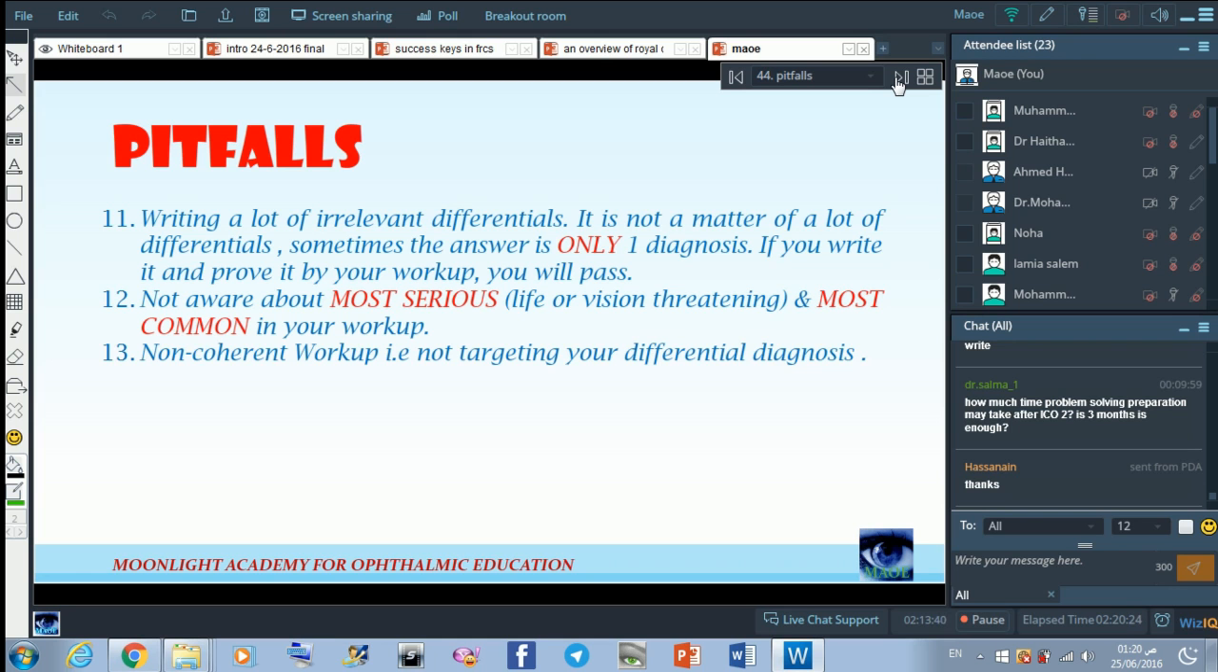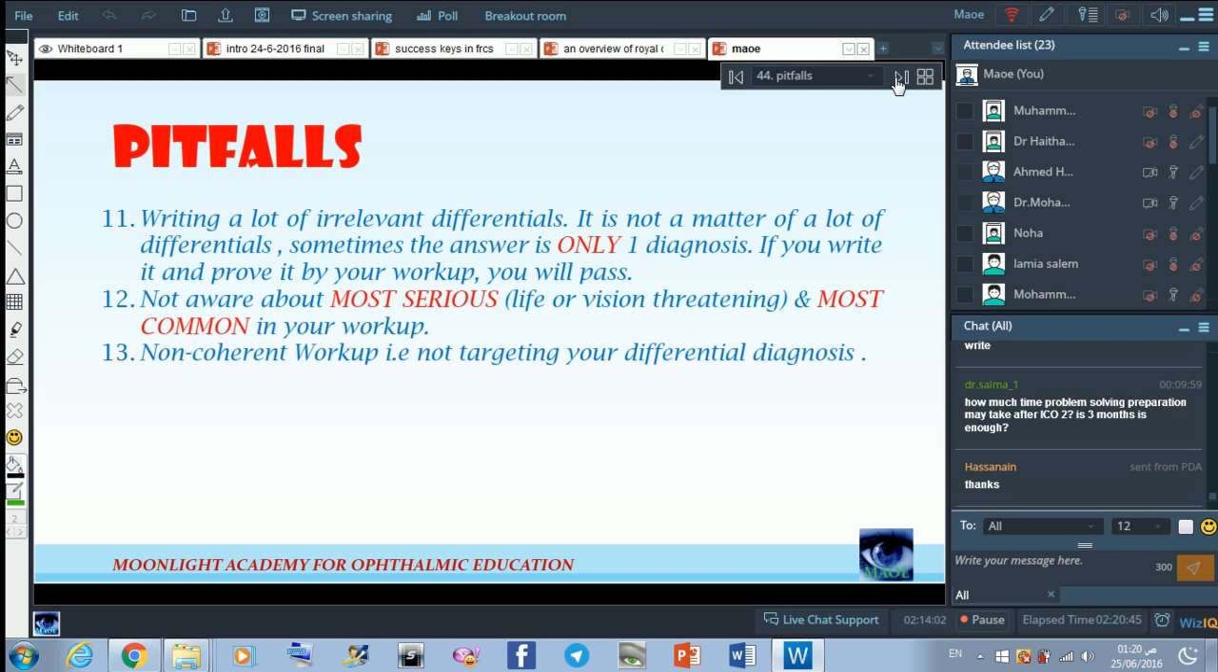Also, one of the pitfalls is the non-coherent workup, not targeting your differential diagnosis. This is also one of the common mistakes I notice in the discussion group in Telegram. You start by writing a differential, then in your workup you write something irrelevant.